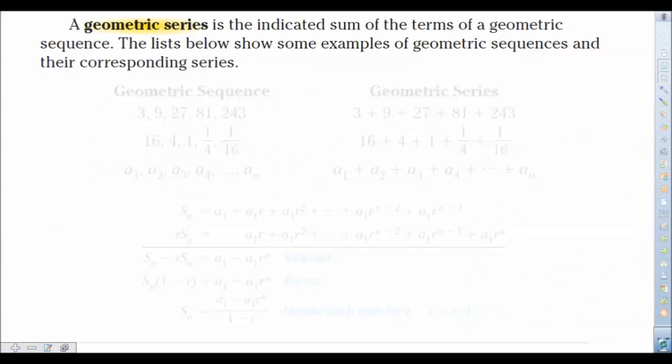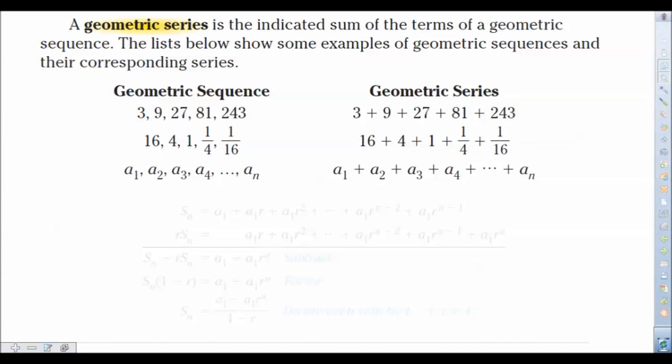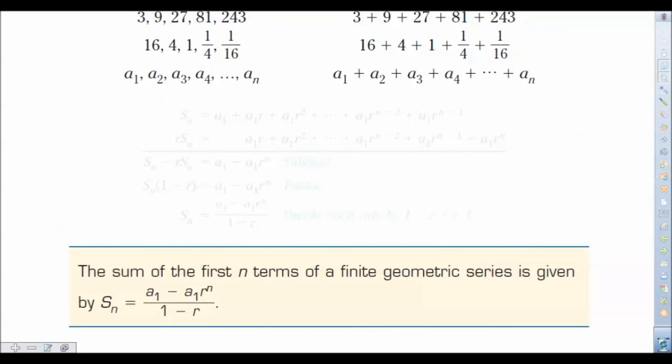So now moving on to the next objective, which is looking at geometric series. The textbook chooses to have the same approach that they made with an arithmetic series. They first introduce you to what a geometric sequence is, and then they show you the geometric series is just taking those terms in the sequence and summing them up.